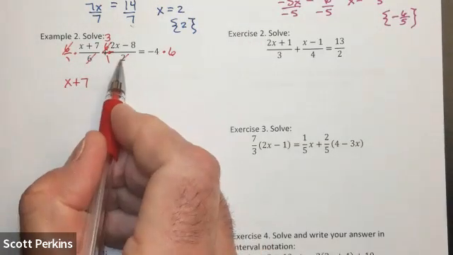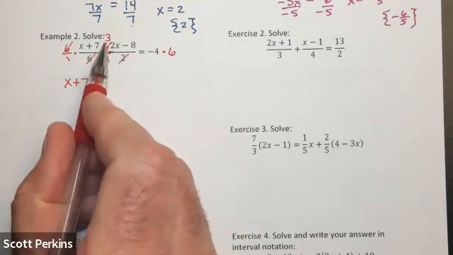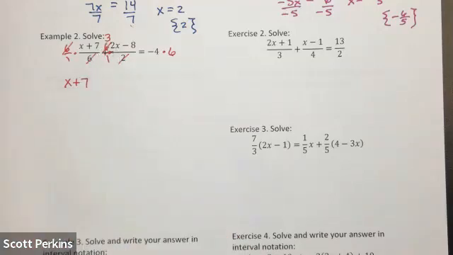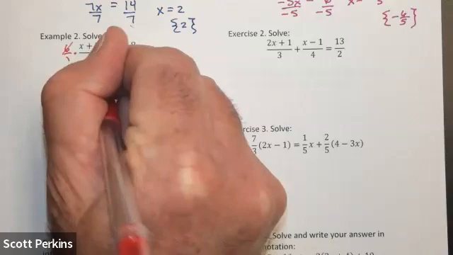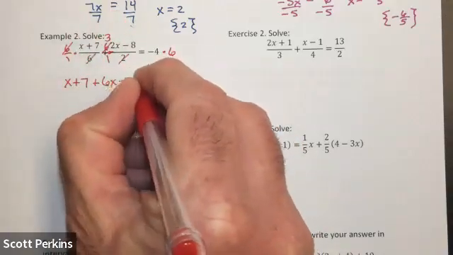So the 2 goes into the 6 and leaves 3. So now, again, I don't have any denominator. That's what I wanted. What do I do with this 3 and the stuff that's already there? You distribute. Yeah, you multiply it. So I've got plus 3 times 2 is 6x. 3 times -8 is -24.